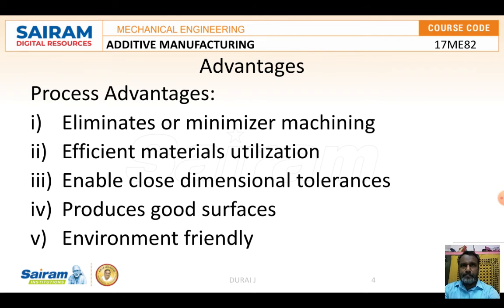Then come the advantages. Mainly it eliminates or minimizes machining operations. Why? Because in machining we remove material. Here, powder metallurgy with the help of a pressing machine creates the required shape according to the die shape. So the material is used fully, and wastage of material is minimized. That is the main advantage.